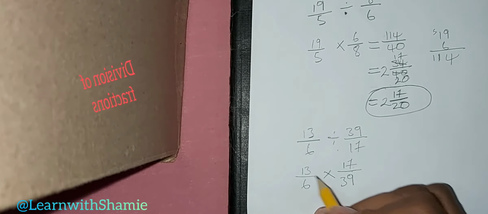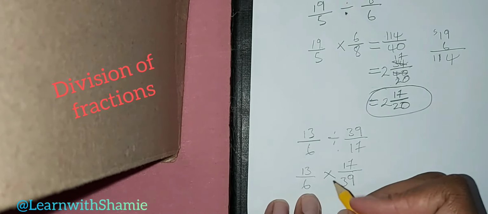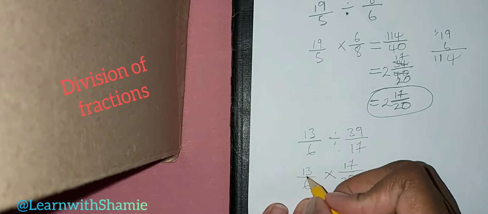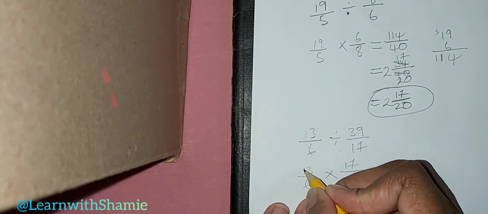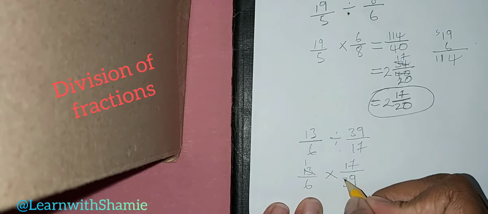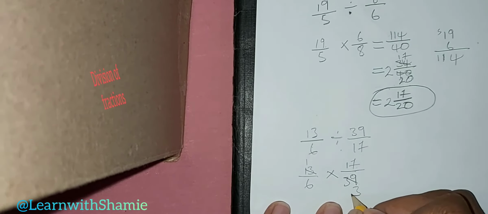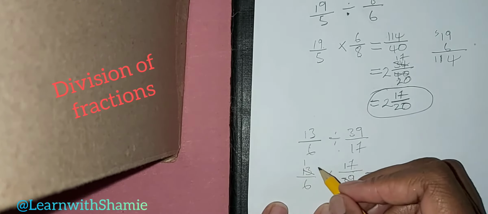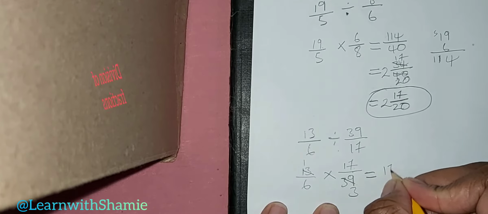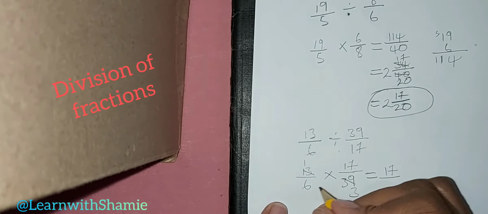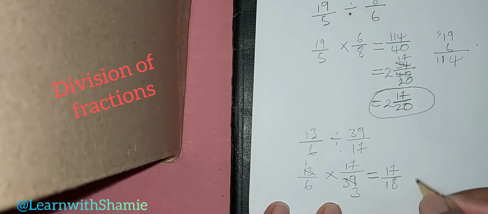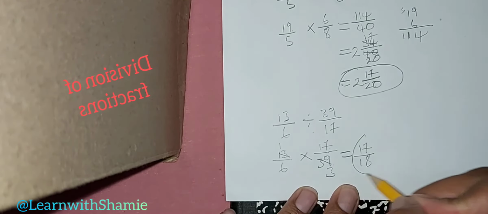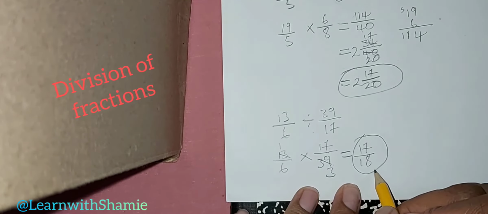Oh yes, there's something we can break down before we multiply. So 13 can go into 39, so we say 13 goes 1 times. 13 into 39 goes 3 times. Then we multiply. 17 times 1 is 17 over 3 sixes 18. So our final answer will be 17 over 18.